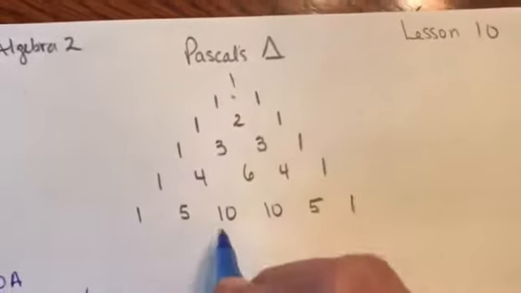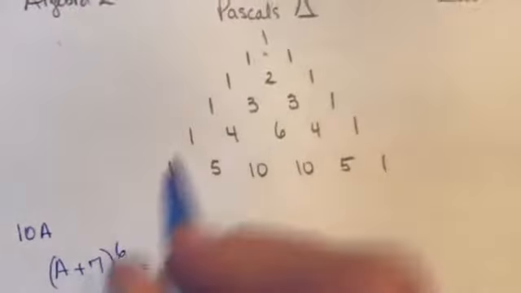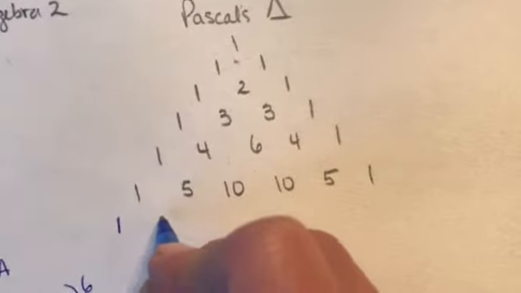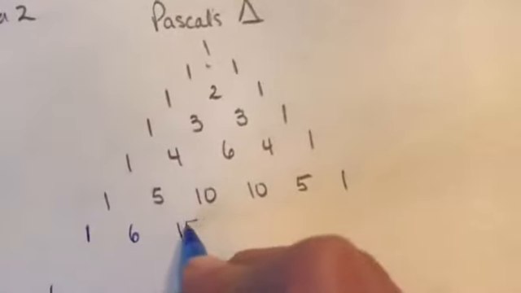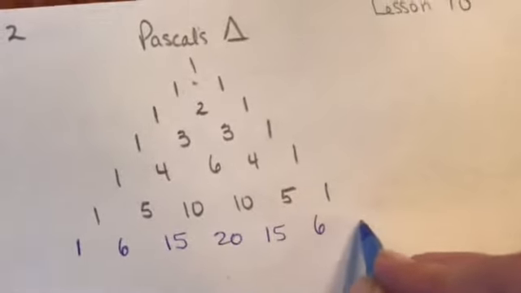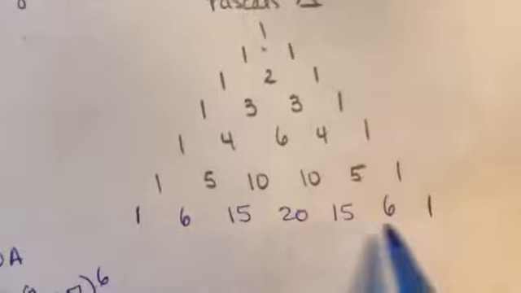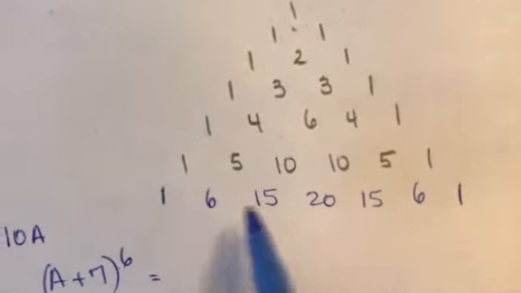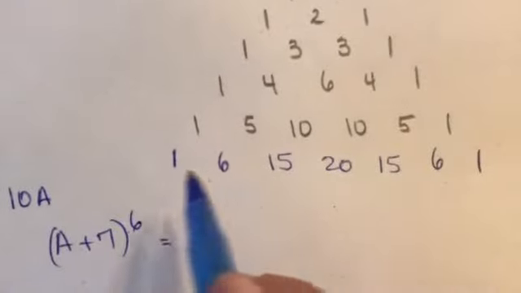All right, so what you're going to do is go to the row that had a 6 in it, since this is to the 6th power. So I need to actually go one line further. So 1 plus 5 is 6. This is going to give me 15 and 20 and 15 and 6 and 1. Okay, so this is the line I'm going to use. And when I get ready to multiply it out, these will be my coefficients, or the numbers out front.